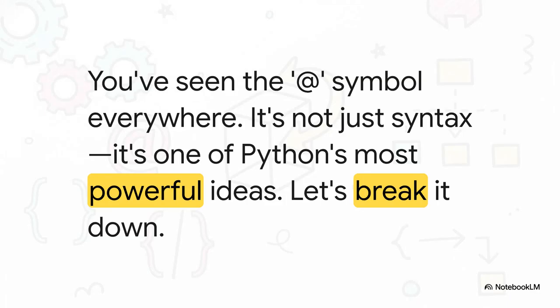I'm sure you've seen this little guy, the @ symbol, all over the place, right? Especially if you've ever touched a web framework like Flask or Django. Well, it's not just some weird decoration. It's a massive clue that something really cool is happening. It's a way to supercharge a function, to give it new powers, without ever changing its original code. And we're about to break down exactly how it works.